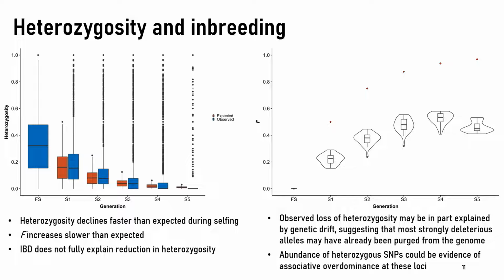that we see. Rather, the observed loss of heterozygosity may be in part explained by genetic drift, suggesting that most strongly deleterious alleles may have already been purged from the genome, which is what we kind of expected based on the range expansion and the low genetic diversity that we see in the species. This abundance of heterozygous SNPs, which we see in these black dots on the left plot, could be evidence of associative overdominance of these loci.